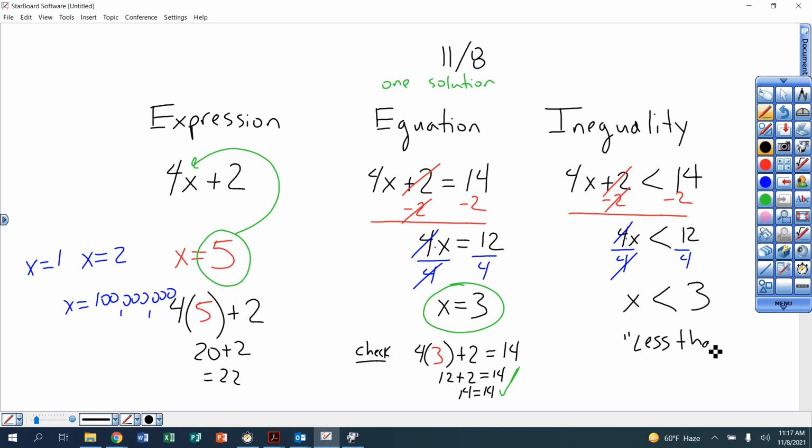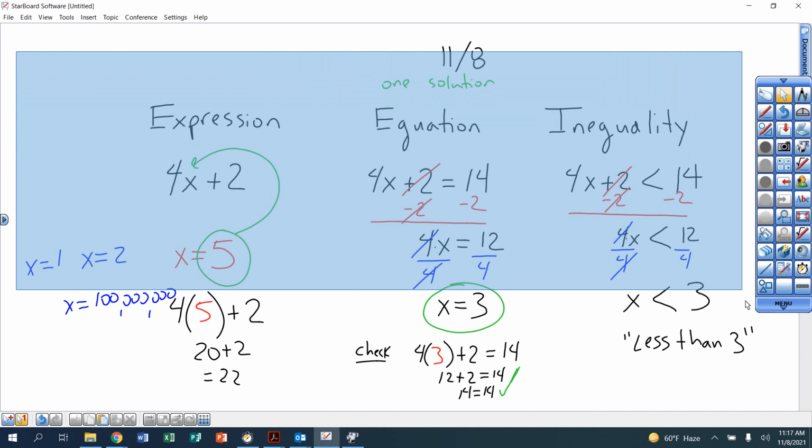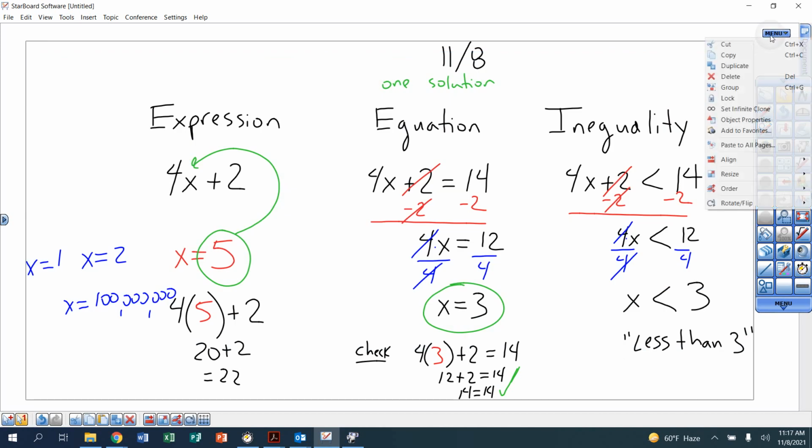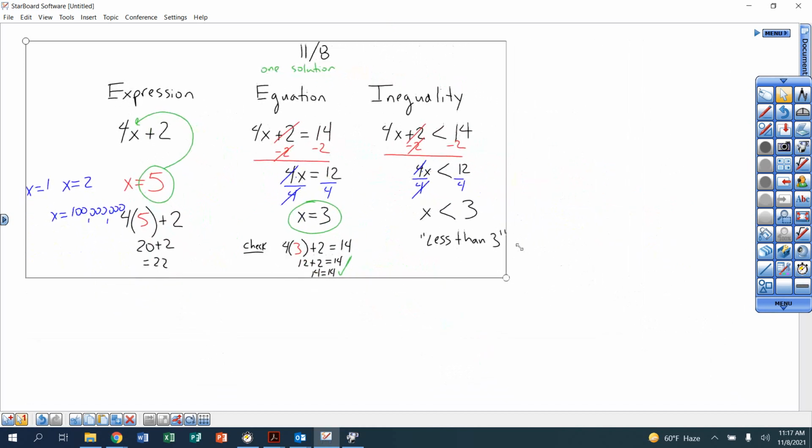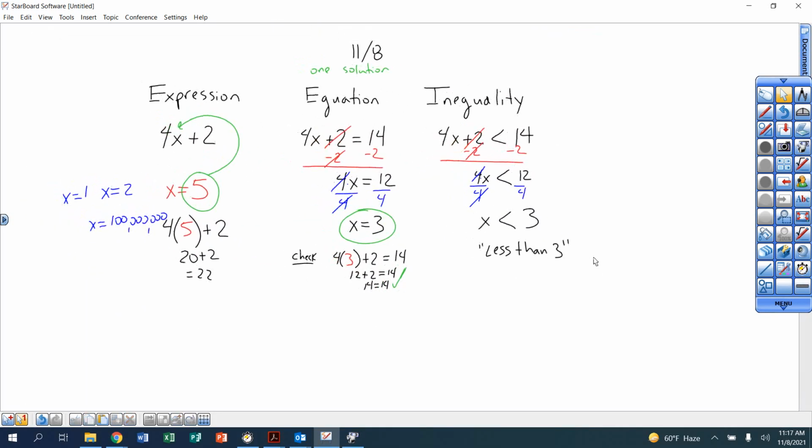So that means there's not just one number to plug in for x. I could plug in any number I want as long as it's less than 3. I could plug in 2, I could plug in 1, I could plug in 0, I could plug in any number I want as long as it's less than 3. So for example, I'll check on this one.